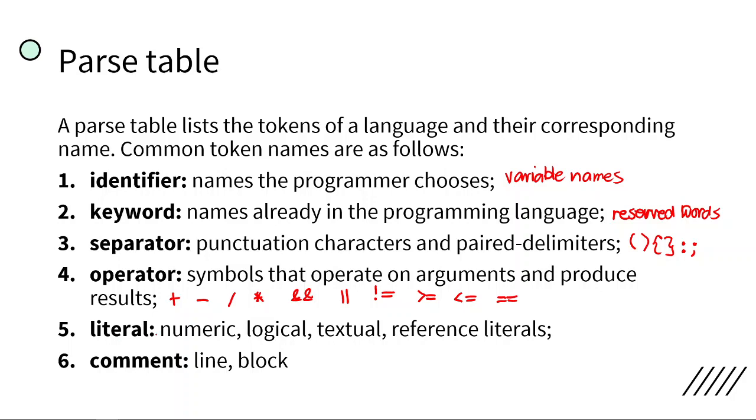And we have literals. A literal can be numeric, logical, textual, or reference literals. For example, the number 3.14 can be a literal. Usually, literals are what we save in our variables, if you have noticed. Aside from that, what other examples of literals are there? You have your name, so let's just say John Doe.